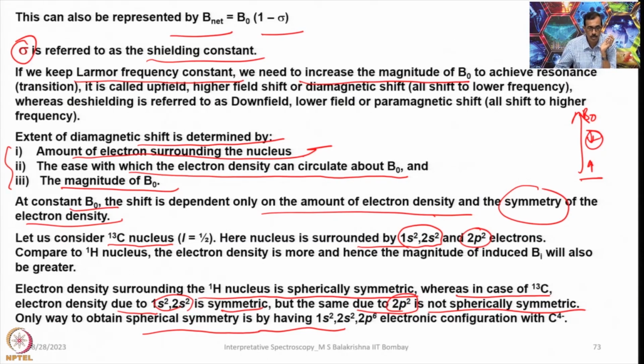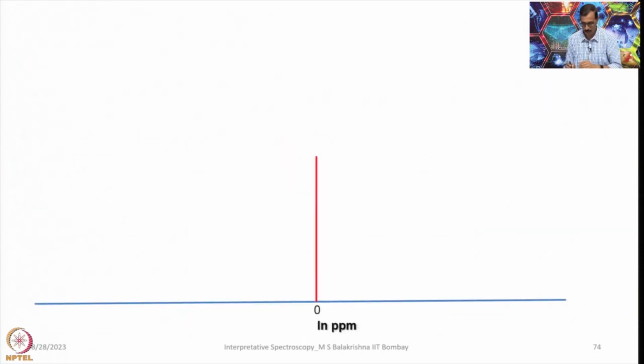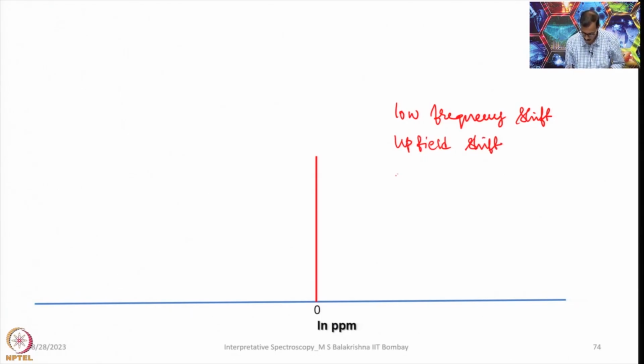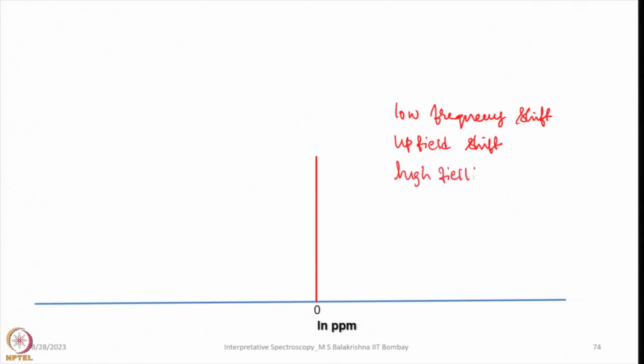Generated induced magnetic field. Here it is, so I can write here, this is called, whatever the reference is, on the right side, low frequency shift, upfield shift, and then higher field, high field, and shielding.